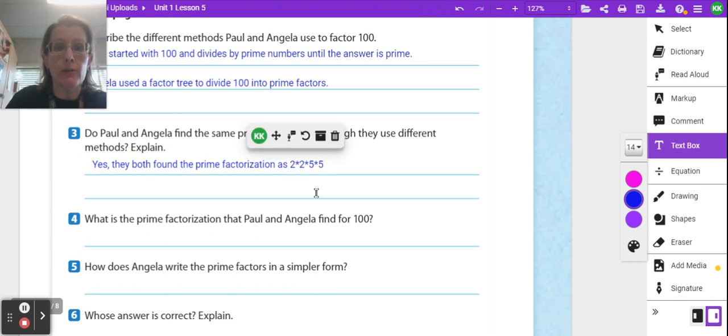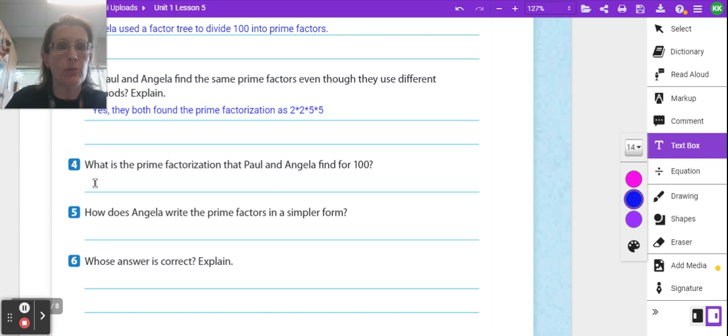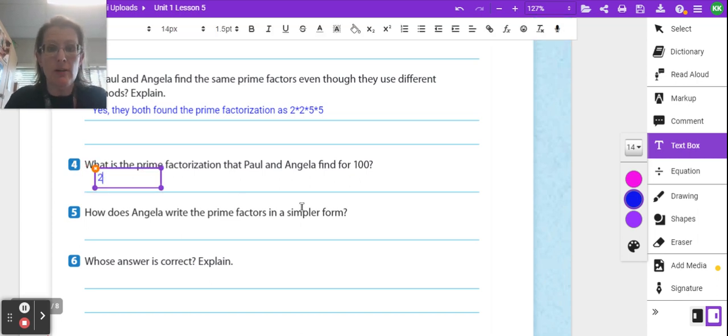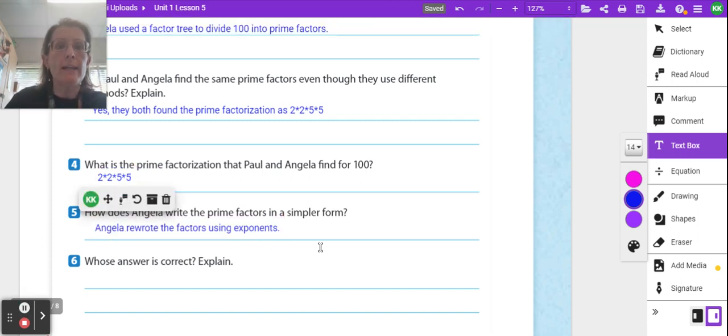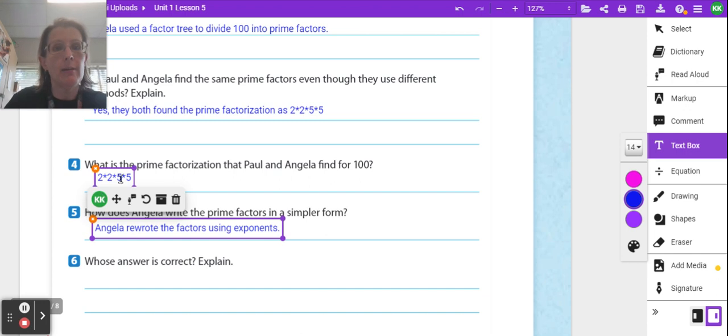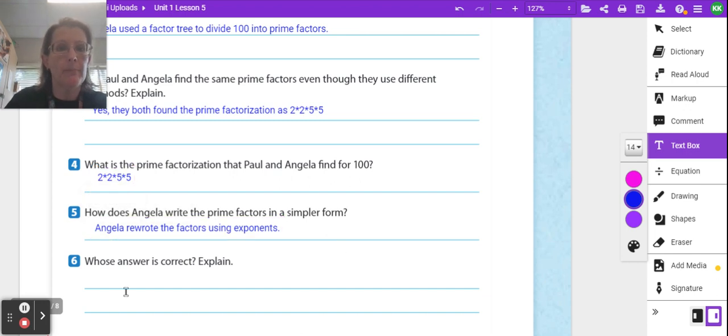So the little star there is just a multiplication dot. So 2 times 2 times 5 times 5 is what both of them got for prime factorization. Which I just realized that was the answer to question 4. What was the prime factorization? 2 times 2 times 5 times 5. Now answer question 5. How does Angela write prime factorizations in a simpler form? So Angela just rewrote those factors using exponents because 2 times 2 is 2 to the second power, and 5 times 5 is 5 to the second power.